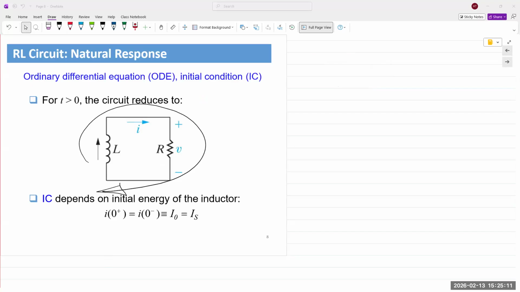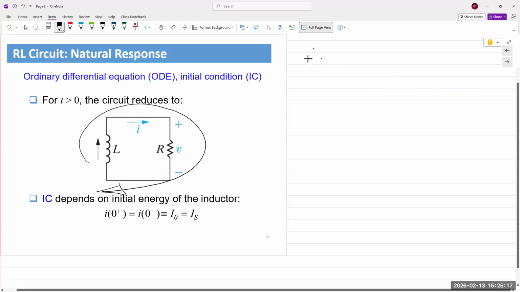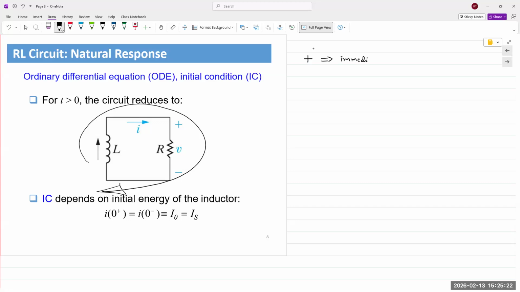So let's establish a few things first. Notations. Plus indicates immediately after, or right after. Minus indicates immediately or right before. Right after or right before.